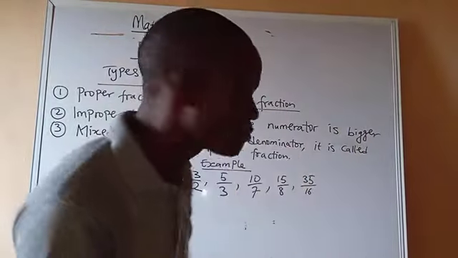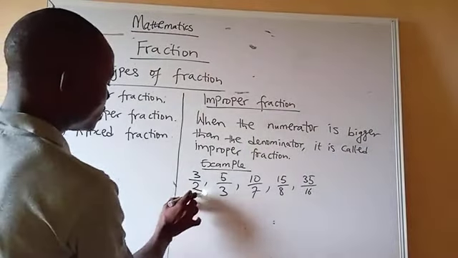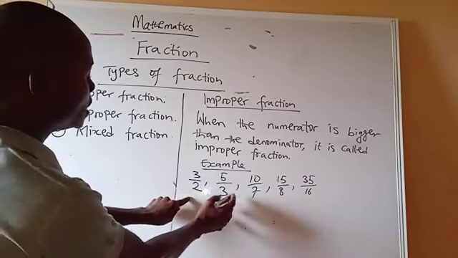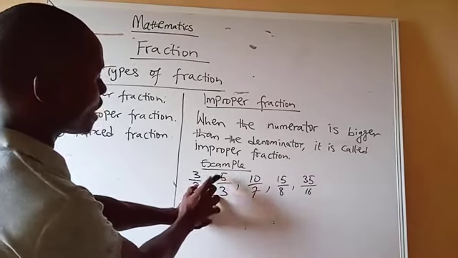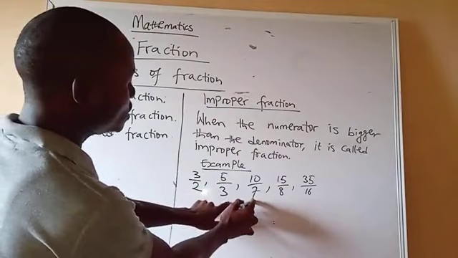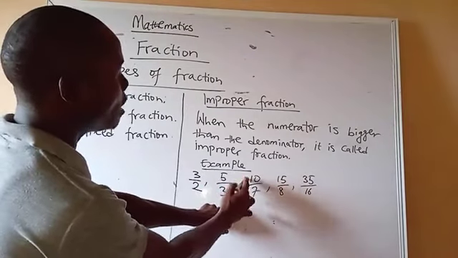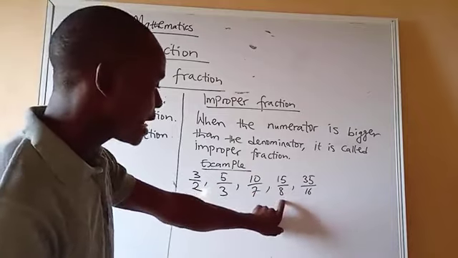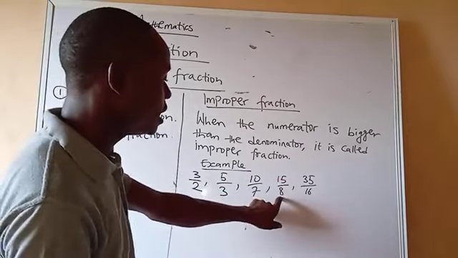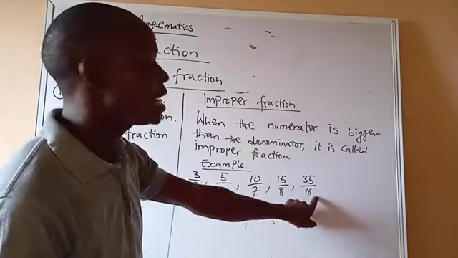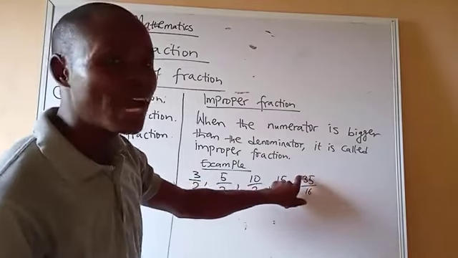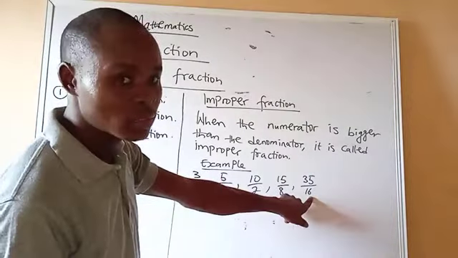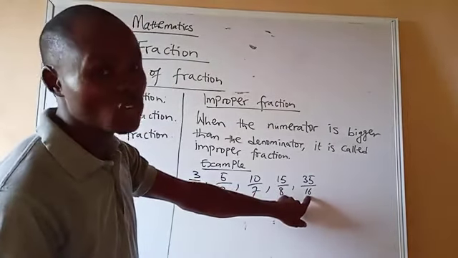So we are talking about improper fraction. This 2 now is complaining because it's carrying 3. 3 is bigger than 2. This 3 is complaining because it's carrying 5. 5 is bigger than 3. 7 is complaining because it's carrying 10. 10 is bigger than 7. 8 is complaining because it's carrying 15. 15 is bigger than 8. 16 is complaining because it's carrying overload. It's carrying 35. And 35 is bigger than 16. So if care is not taken, this 16 will just die.